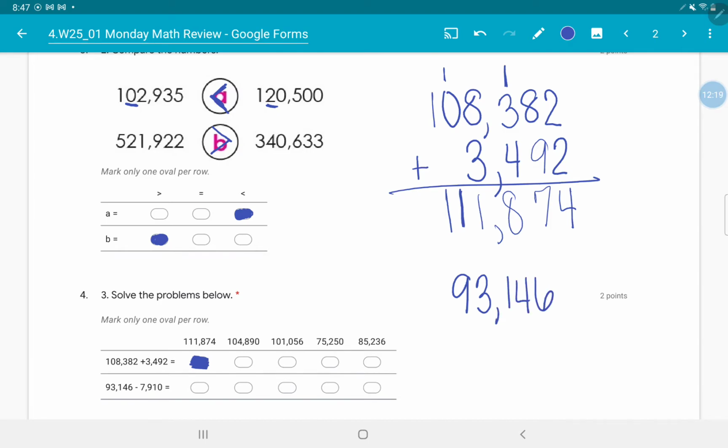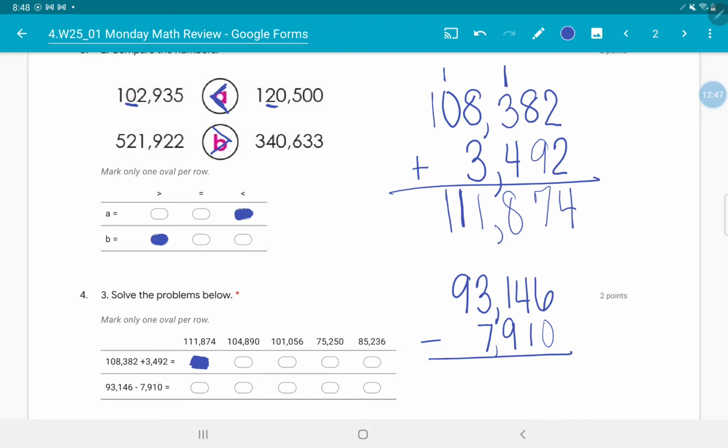All right, so next we have 93,146, and I'm taking away 7,910. Okay, so just like when we were adding, we've got to make sure that we keep our place values lined up. So the 7 is going to go in the thousands place underneath the 3.